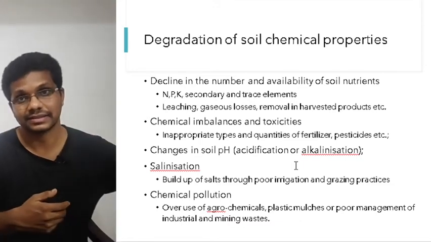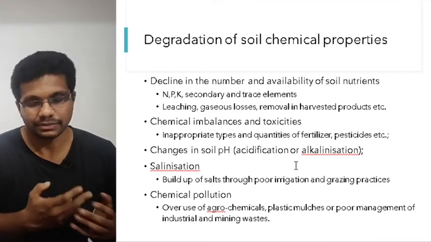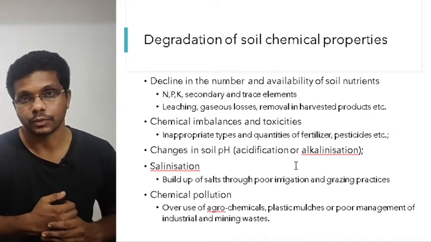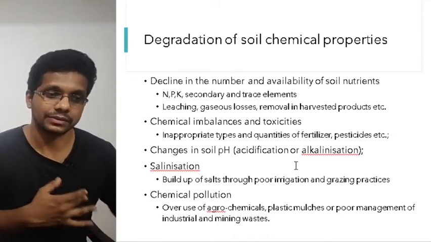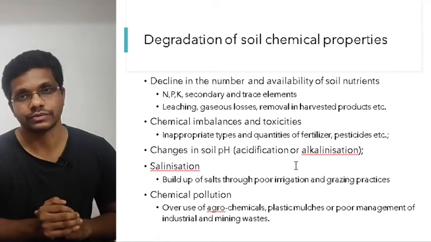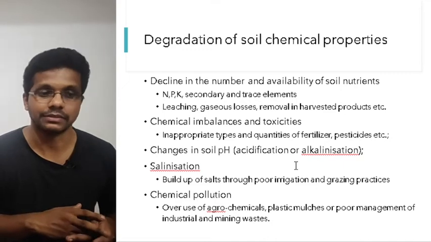Salination, increasing the salt concentration in the soil, can be due to poor irrigation or the grazing practices. Then chemical pollution. Chemical pollution is basically a product of unscientific augmentation of the soil using different fertilizers and even with the waste products.